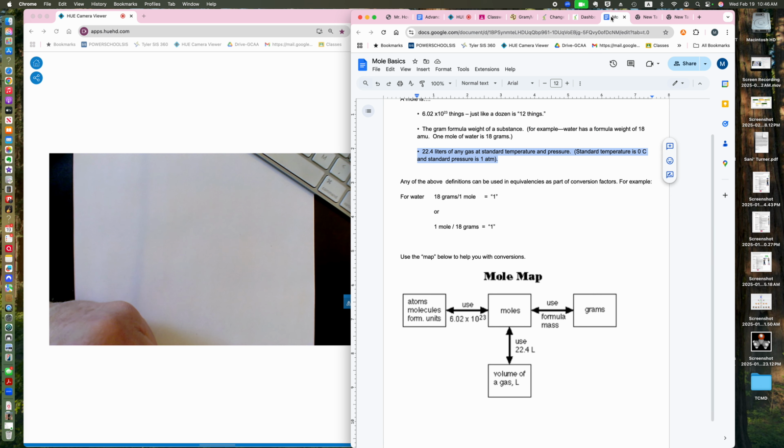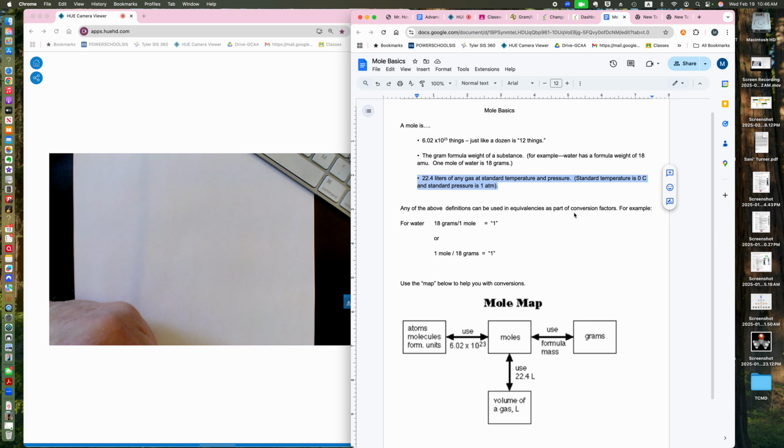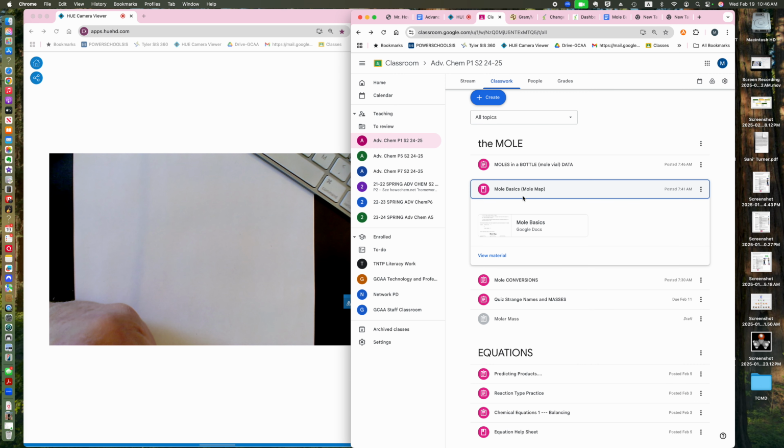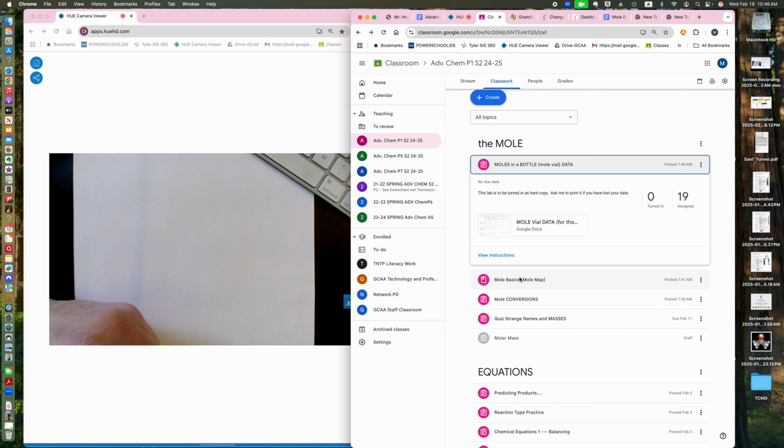Here's the mole basics. This is a hard copy that I gave you in class. It's also posted in Google Classroom right here, mole basics. And also, if for some reason you lost your data for the mole vial lab I was talking about a minute ago, here's some sample data that you can use.